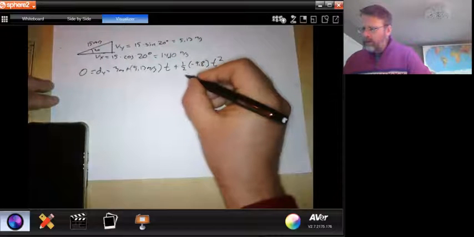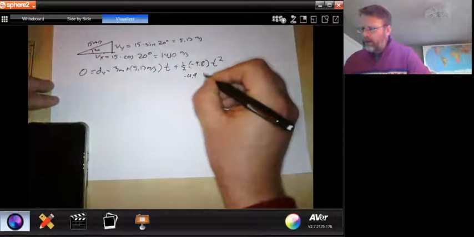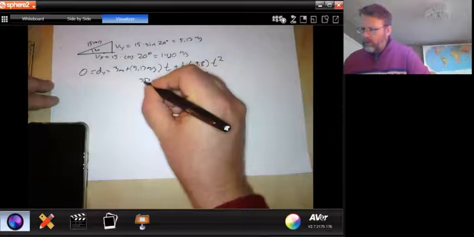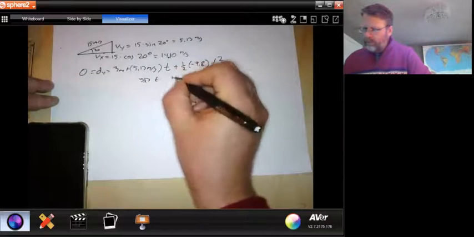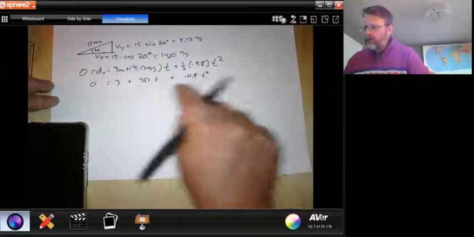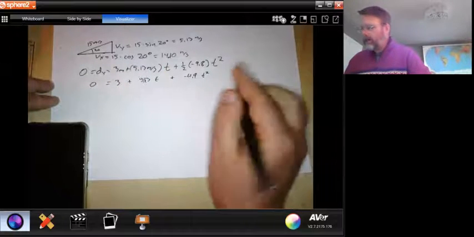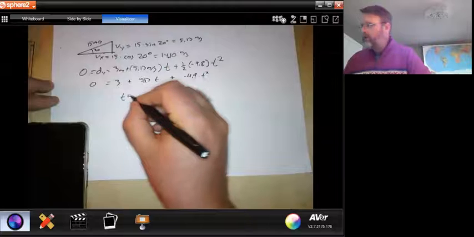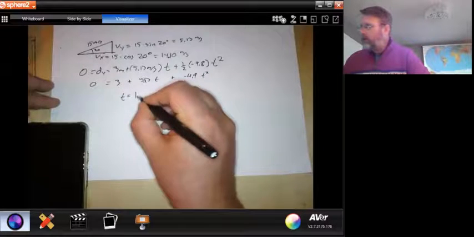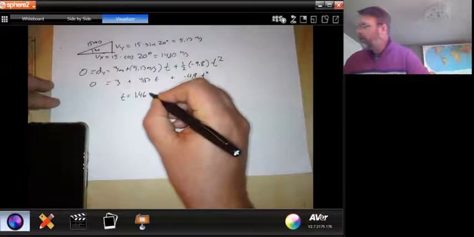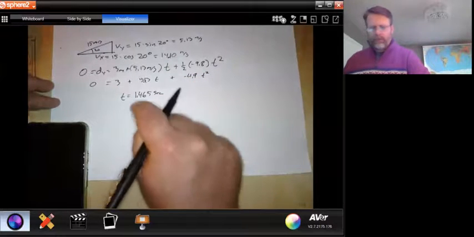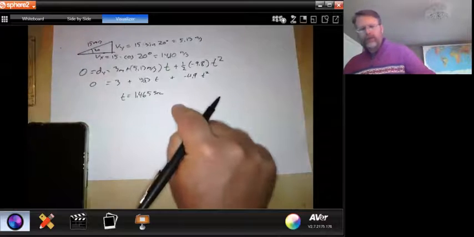This is going to be negative 4.9 t squared plus 5.113 t plus 3 equals 0. So we plug this into the quadratic calculator. We should get two values for t. One is negative, which is not possible, and the other one is 1.465, looks like, seconds. So that gives us our time.